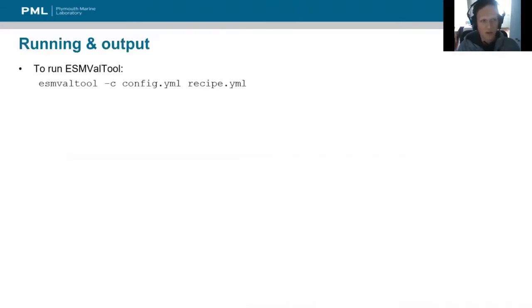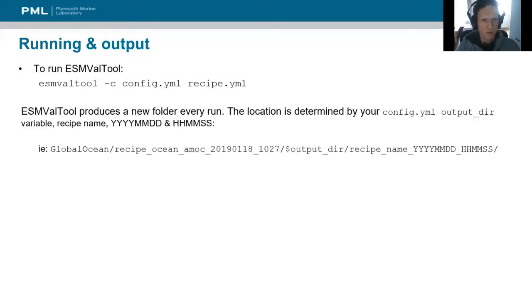Okay, so to run it, this is the command. Once you've set up everything and you've got your conda environment working, it's esmvaltool -c, and you provide your config user file, and then the recipe.yml file. Once it runs, it will produce a new folder for every run, and the location of the folder is determined in your config user file. So it'll be something like this one here. Global Ocean is where I keep my stuff. Recipe, Ocean, AMOC, then a date and a time. And that's supposed to be 2 lines, so I'm sorry about that. And with the $ sign. Anyway, you'll see.